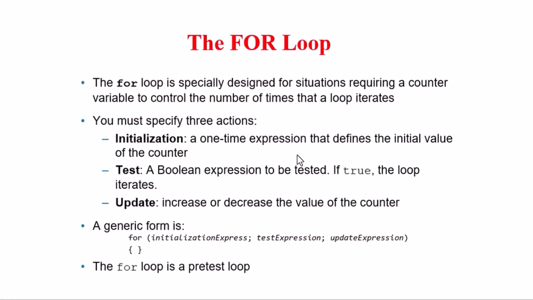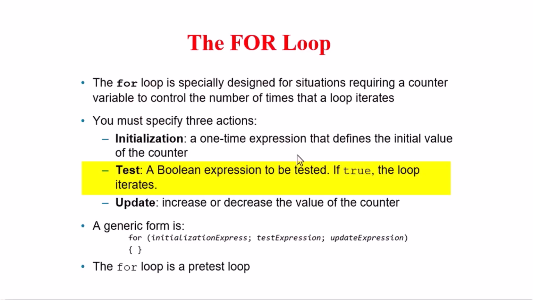Okay, the for loop, it's like an oldie but goodie. It's especially designed for a situation requiring a counter variable to control the number of times that a loop iterates. It's been around forever, and it's useful for all kinds of applications. You must specify three actions. There's an initialization, a one-time expression that defines the initial value of the counter. In other words, where are you going to start the counting from? 0, 1, 7, whatever.